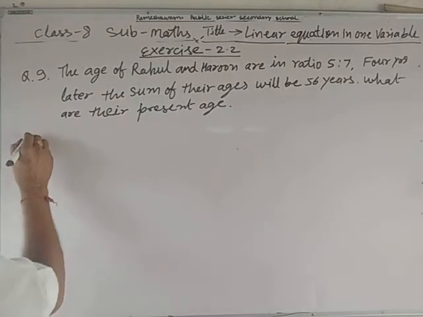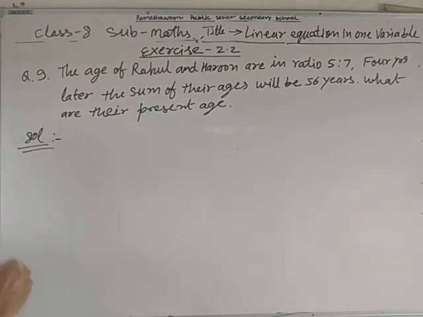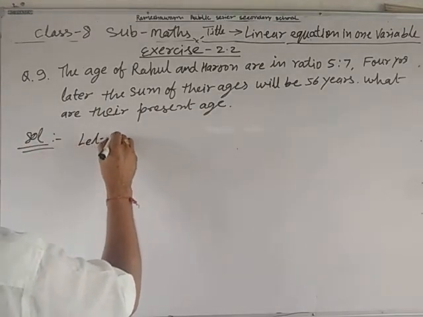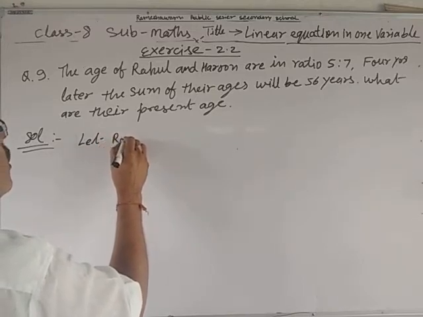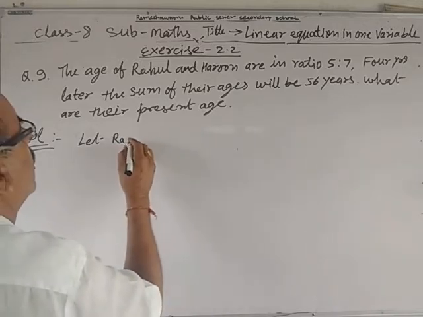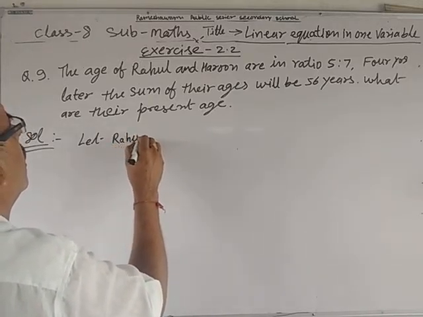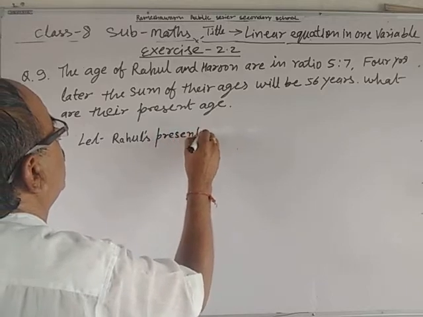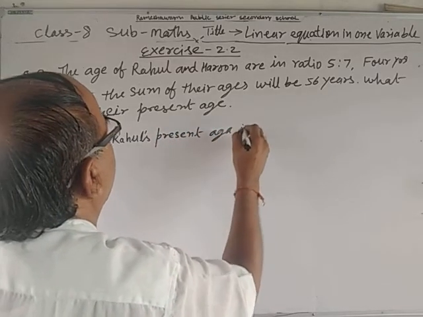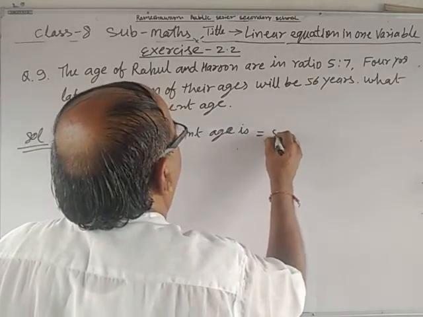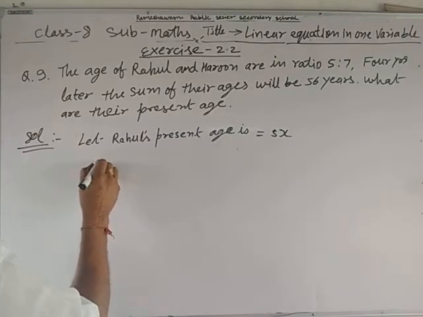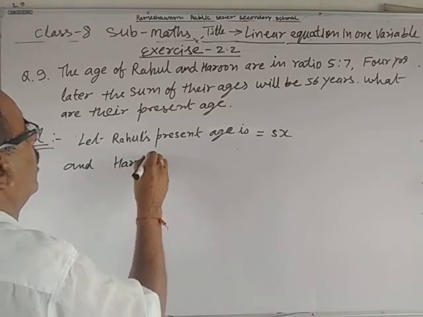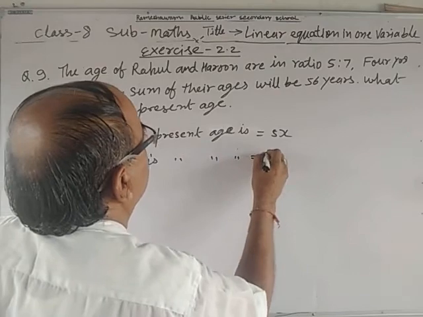Solution. Let Rahul's present age be 5x and Arun's present age be 7x.